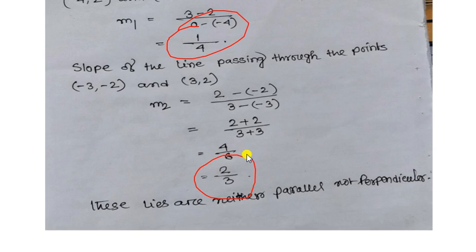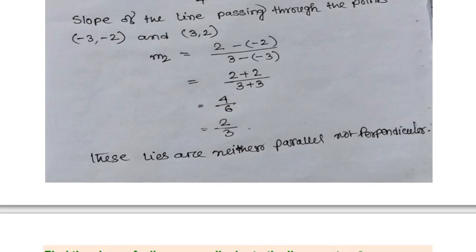They are not equal. And see, if we multiply m1 into m2, this multiplication will not give us minus 1, because both are positive. Here 1 by 4, here 2 by 3. If we multiply m1 into m2, we will not get minus 1. That means these given lines are neither parallel nor perpendicular. Is it clear? The given lines are neither parallel nor perpendicular, because they are not equal, and as well as their product is not equal to minus 1. Is it clear? Next, we'll see one more example.